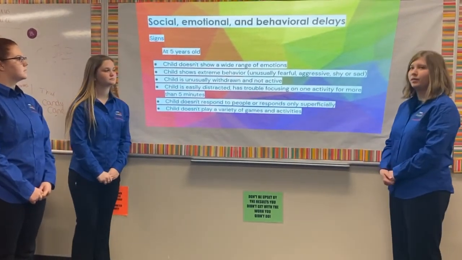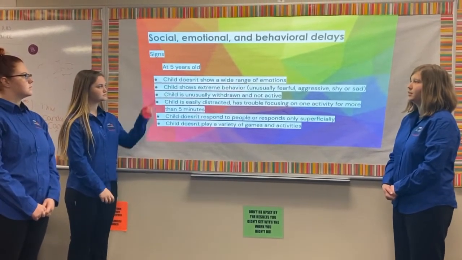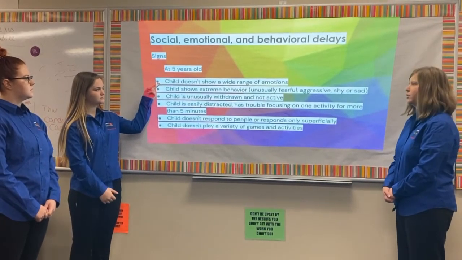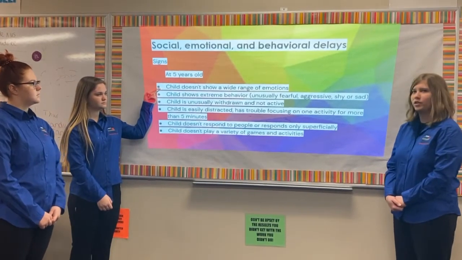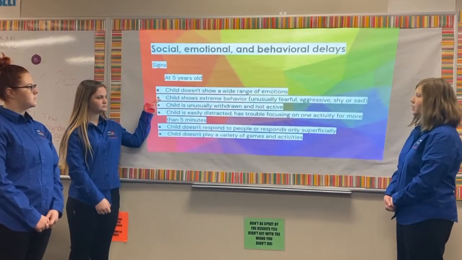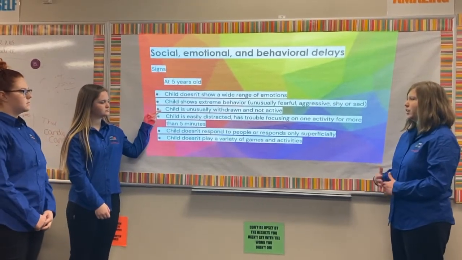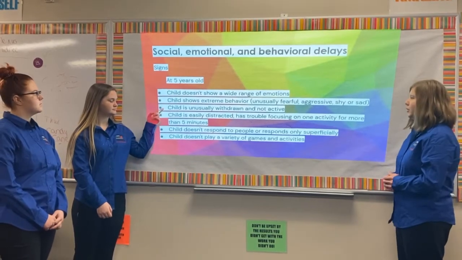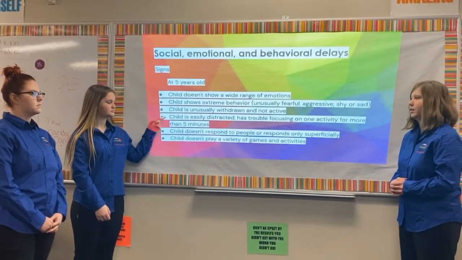Typically, a sign that the child may have these types of delays is that at the age of 5 they have this delay, or it's more noticeable at this age. A sign is children don't usually show a wide range of emotions. They also could have the opposite, where they have extreme emotion. They can be unusually fearful, aggressive, shy, or sad. The child is unusually withdrawn and not as active as the other kids.